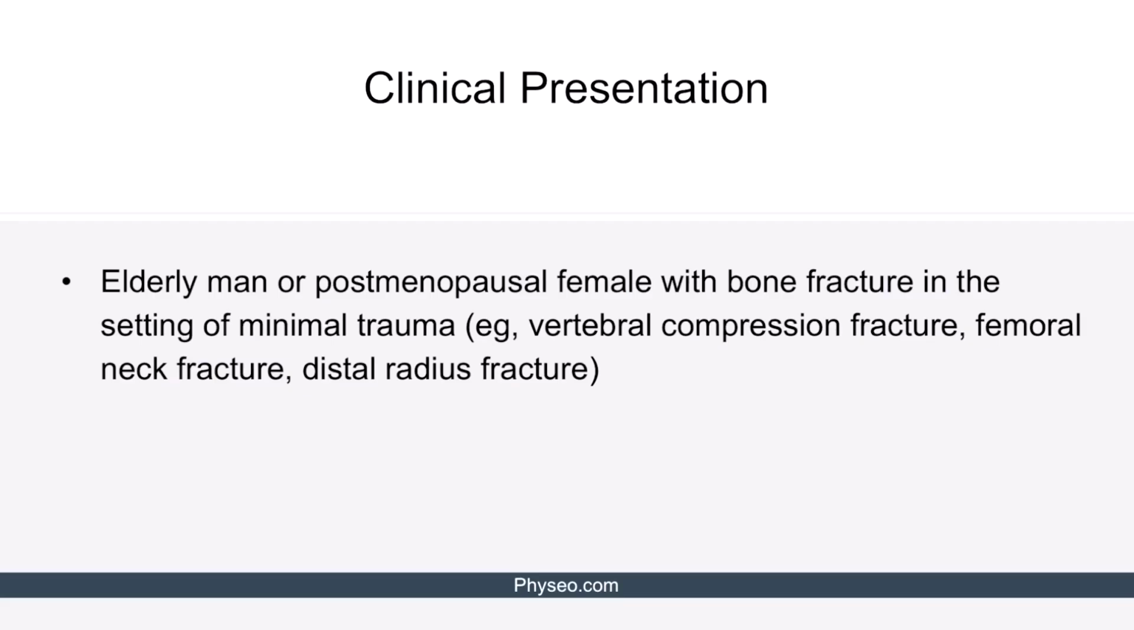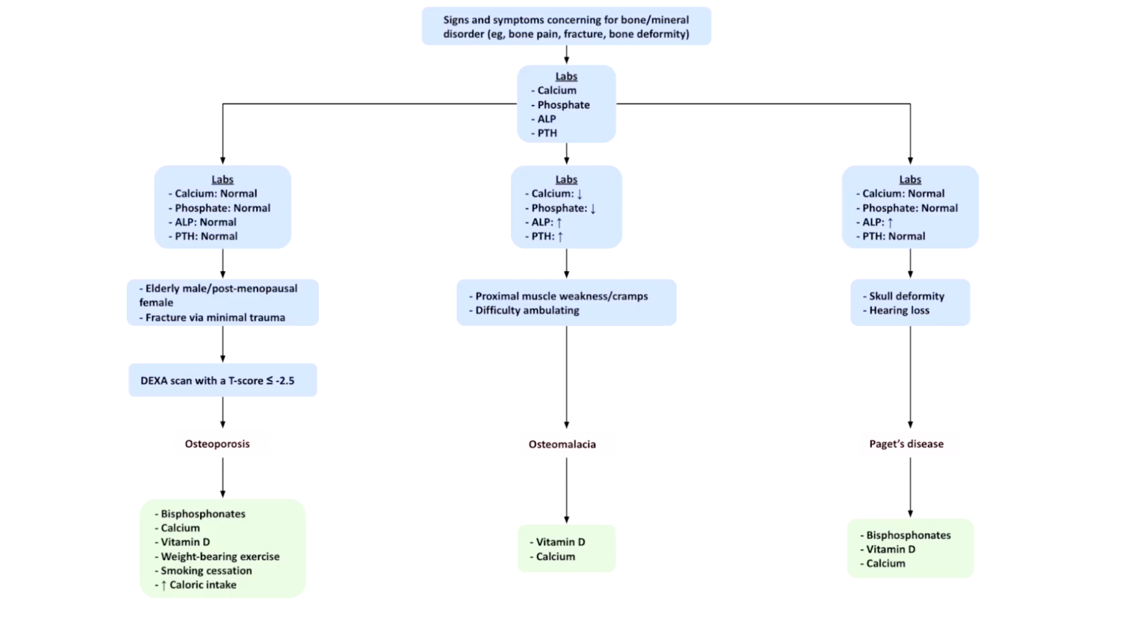In the case of primary osteoporosis, the classic vignette is an elderly man or postmenopausal female who presents with a bone fracture in the setting of minimal trauma. Now, it could be the elderly male with a midline spinal tenderness and a subsequent vertebral compression fracture after lifting something heavy, a postmenopausal female who fractures her femoral neck when stepping off a curb, or a patient who falls on an outstretched hand and fractures their distal radius.